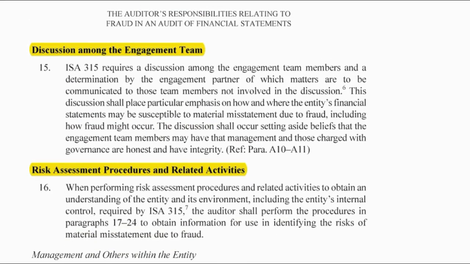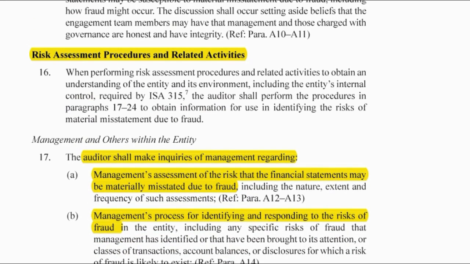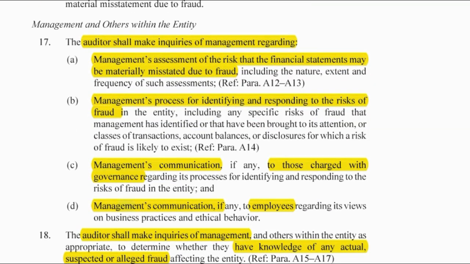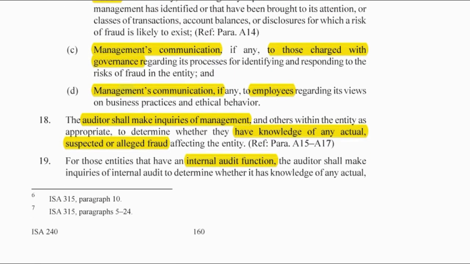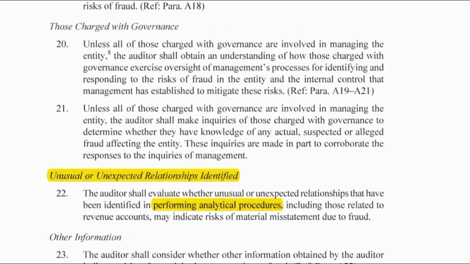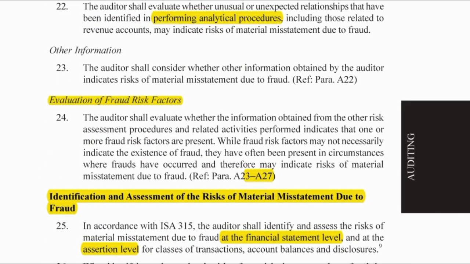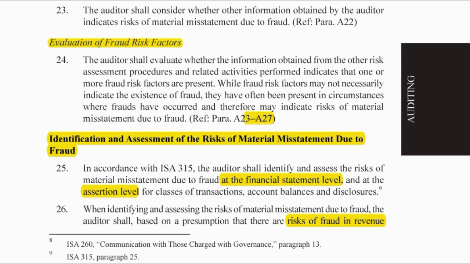So let's get into the requirements: discussion with the engagement team, then do your risk assessment procedures. These are just going to be in addition to the ones that we do in ISA 315, because these ones are specific to fraud. Okay, so discussions with management, asking them if they've identified any fraud and what their response was to having identified that fraud.